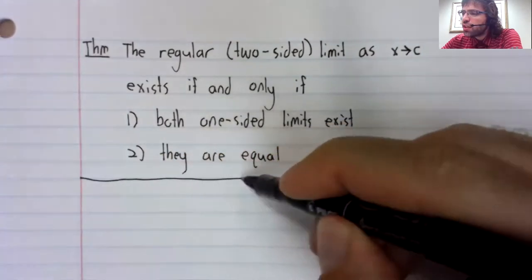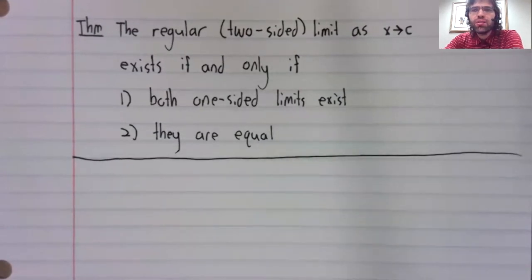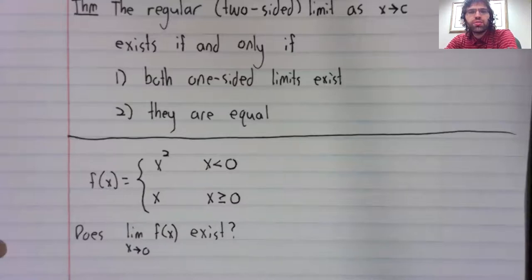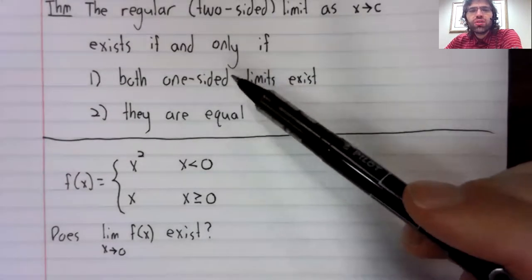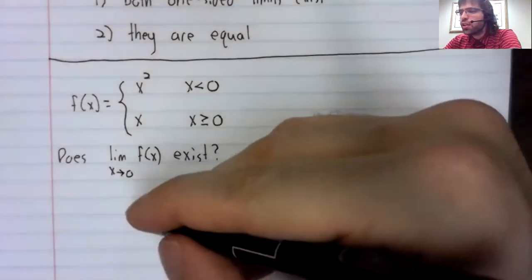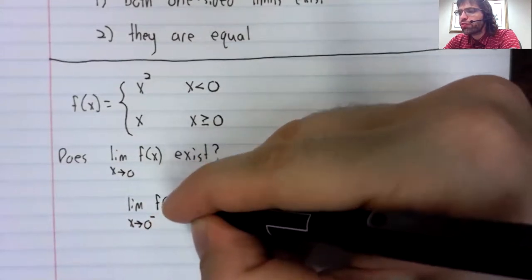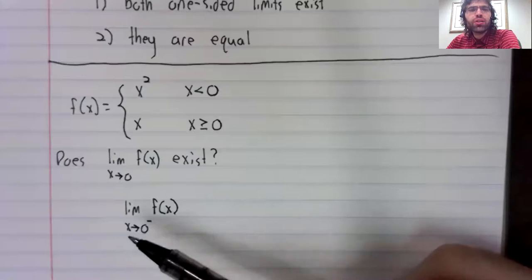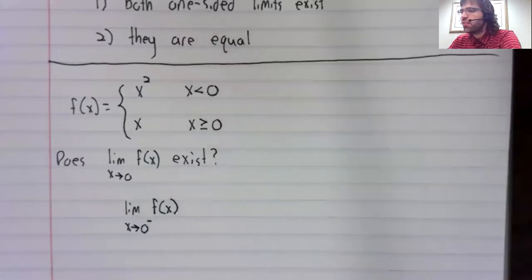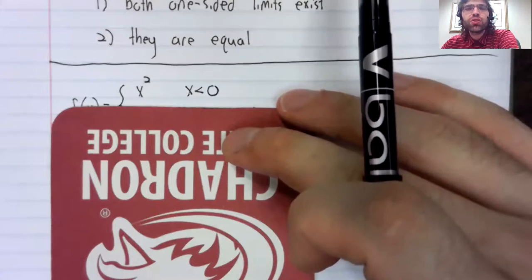And I know I said stating this theorem would be the last thing we did, but maybe a quick example with this. We'll define a piecewise defined function, and we'll ask if this limit exists. And we'll use this theorem. We'll start by looking at the limit as x approaches 0 from the left. If x is approaching 0 from the left, then x is negative. And we're in this piece, f of x is just x squared.